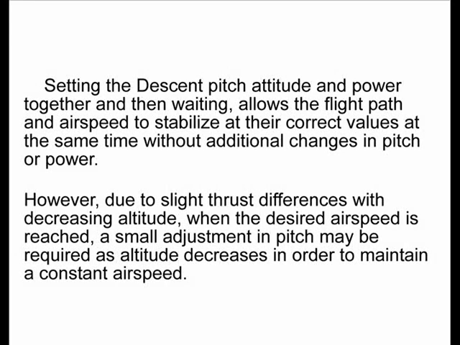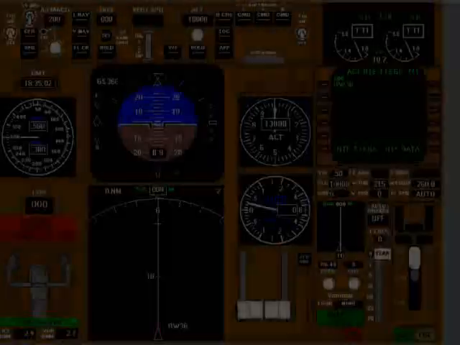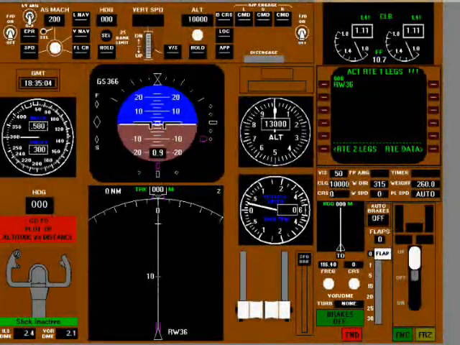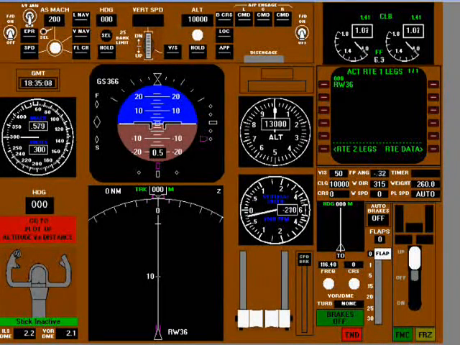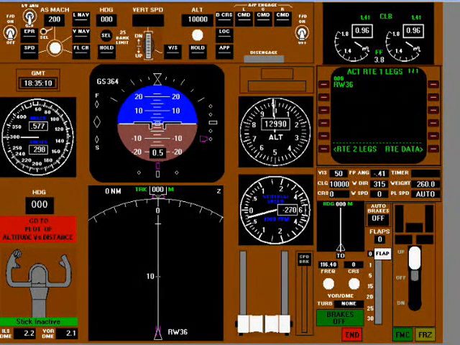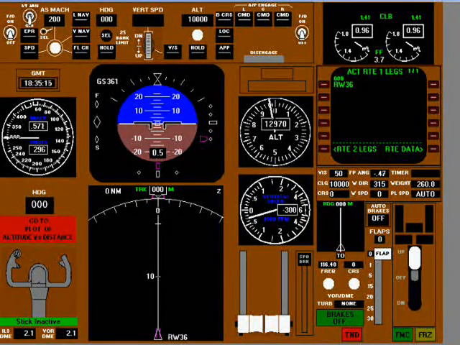However, due to slight thrust differences with decreasing altitude, when the desired airspeed is reached, a small adjustment in pitch may be required as altitude decreases in order to maintain a constant airspeed. We will now repeat the demonstration in the flight deck view. We now set the final pitch attitude of 0.5 degrees and idle thrust.